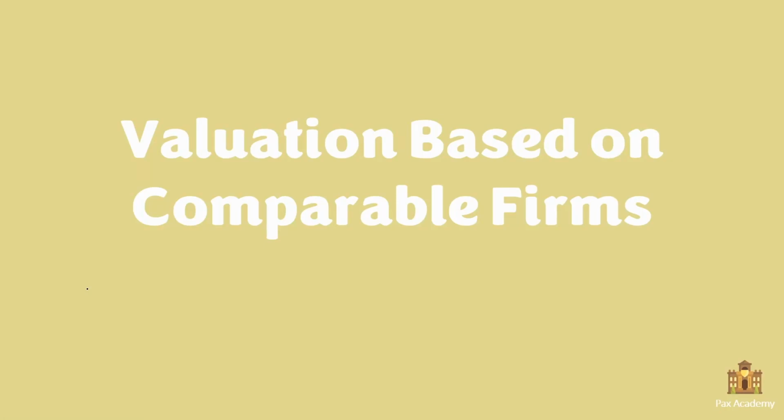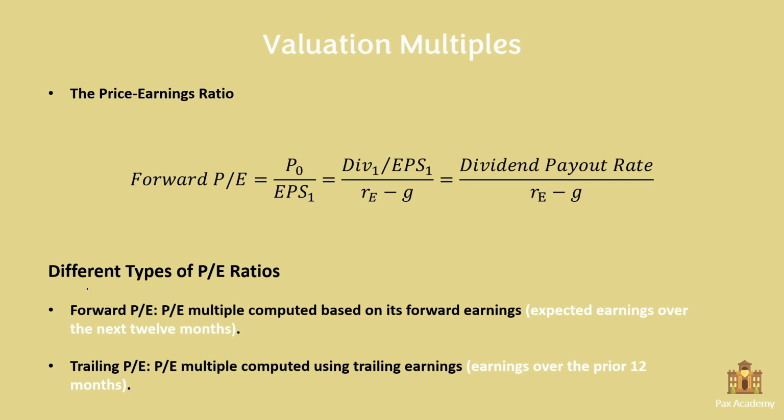Today, let's look at valuation based on comparable firms. So firstly, let's look at the valuation multiples. The first valuation multiple is the price-earnings ratio. Okay, the very commonly known PE ratio. So here, as you can see, is the formula for it.